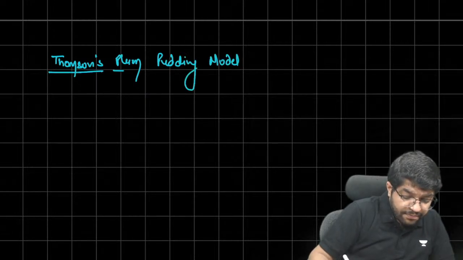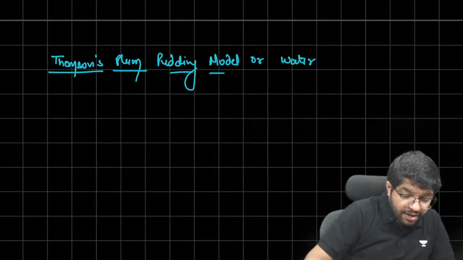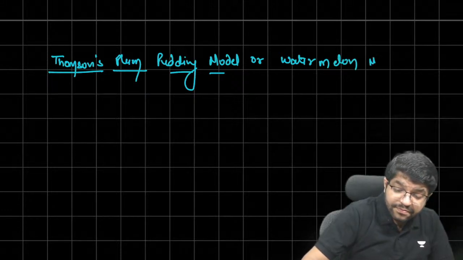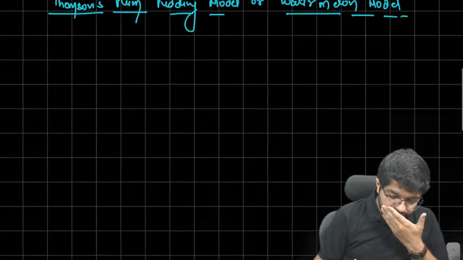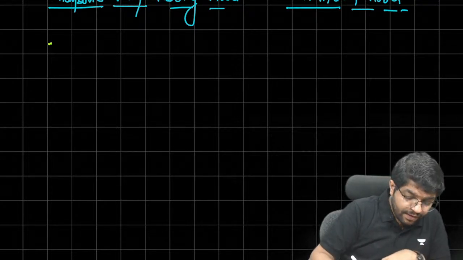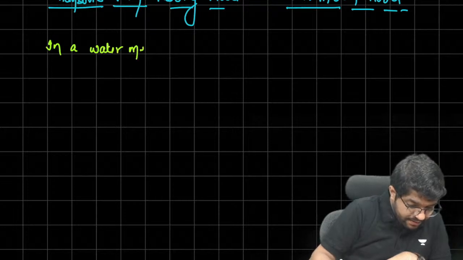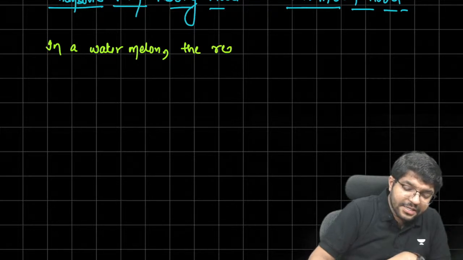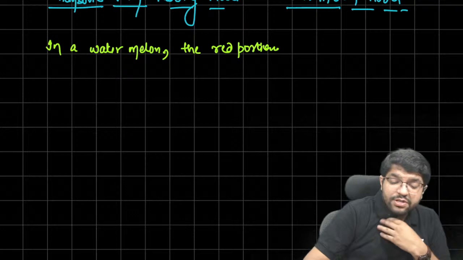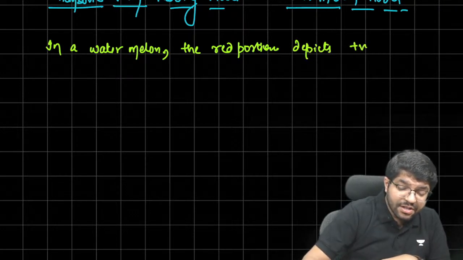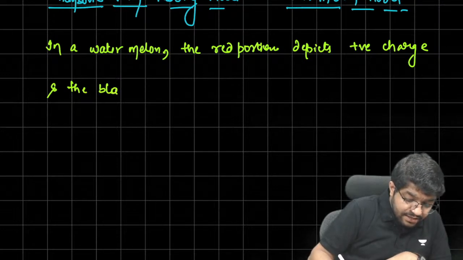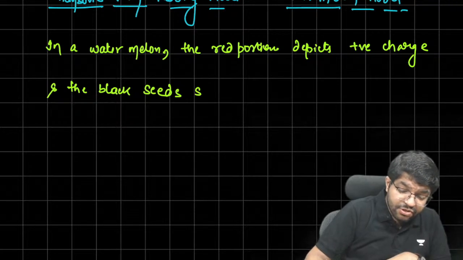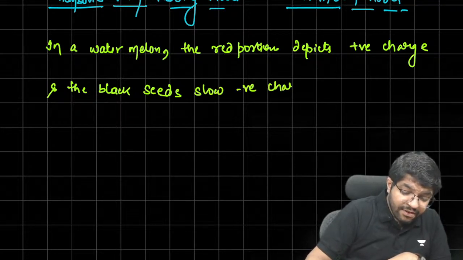Thomson's plum pudding model, or the watermelon model. It is mentioned as if in a watermelon, the red portion depicts positive charge and the black seeds show negative charge.